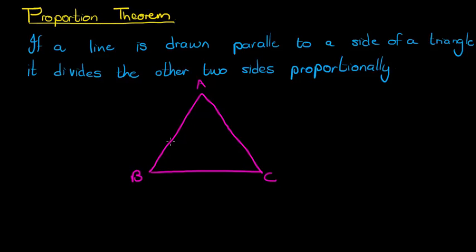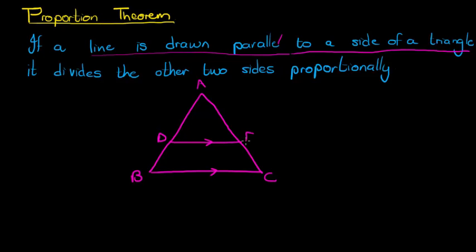If I draw another side, a line that is parallel to, so that's what we say here. A line is drawn parallel to a side of a triangle. So I'm drawing this one. Let's call it DF or DE, parallel to BC. It divides the other 2 sides proportionally.